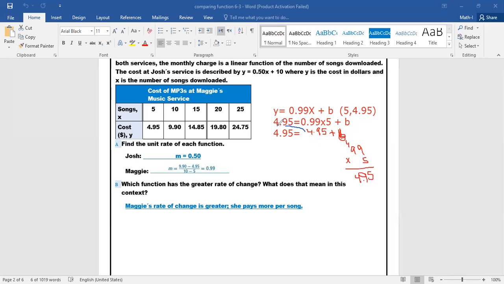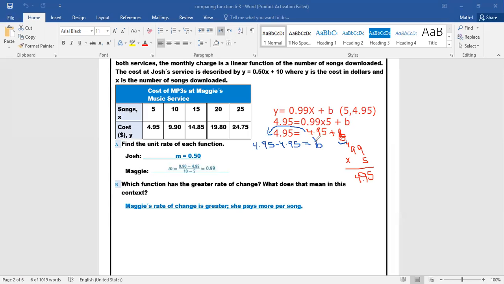We can transfer 4.95 to the opposite side because we are looking for the value of b. Then it will be 4.95 minus 4.95. Right? So what will the answer be?